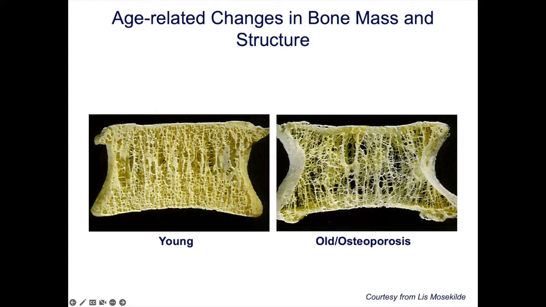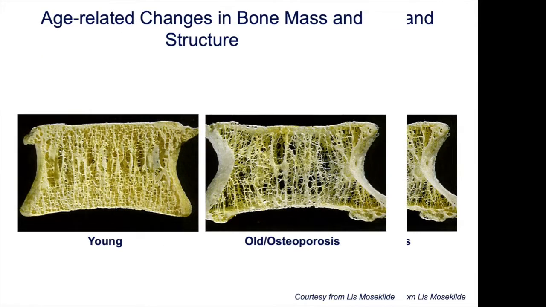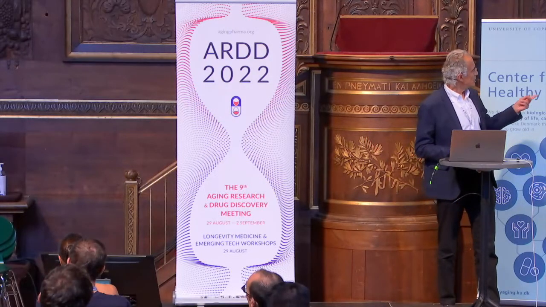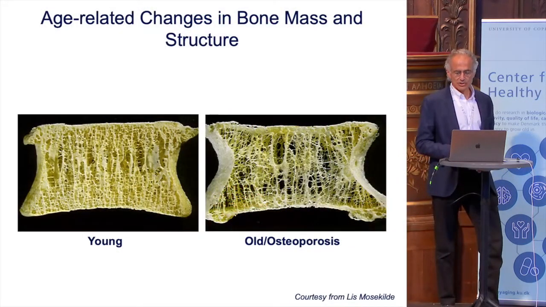This photomicrograph illustrates what osteoporosis is. As you can see, this is a cross-section of vertebra. On your left-hand side, a vertebra taken from a young person, and on your right-hand side a vertebra taken from an elderly person with osteoporosis. It's very clear what osteoporosis is. It's a disease of decreased bone mass and architectural deterioration, leading to increased bone fragility.